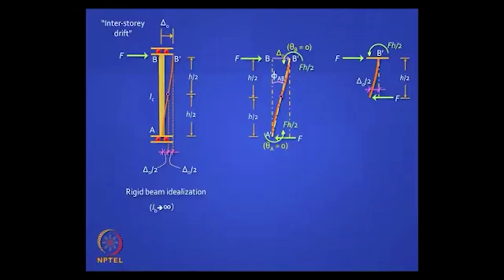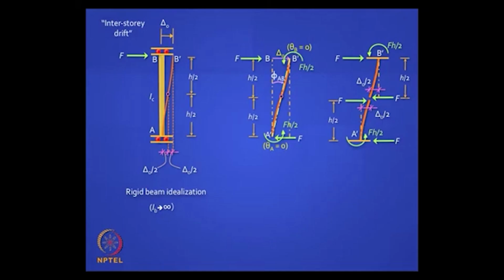Anti-clockwise. And if you really want to look at it more closely, it is as though the top half behaves like a vertical cantilever fixed at the top end, and the bottom half behaves like another vertical cantilever fixed at the bottom end, and there are forces acting at the point of contraflexure, which is equal to F, and the end moments are Fh by 2. Is it clear? Now I hope you are totally convinced that if you make the rigid beam assumption, the points of contraflexure are going to be at the mid height of the column, and these are the values.